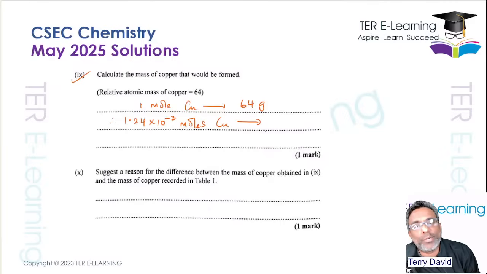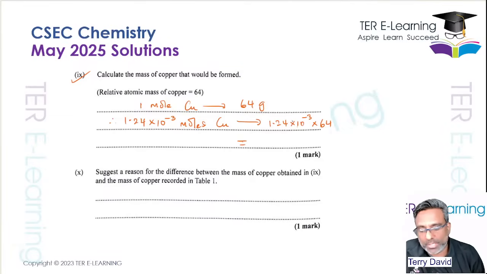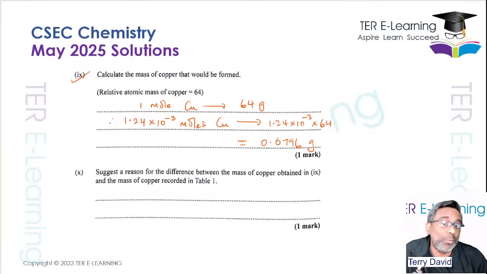Right? And again, you're going to cross multiply. So you're just going to take that 1.24 by 10 to the minus 3, multiply that by 64 and divide by 1. So when I multiply this, I'm getting about 0.0796 grams of copper. So we just take the answer we got from the previous part and we work that out.